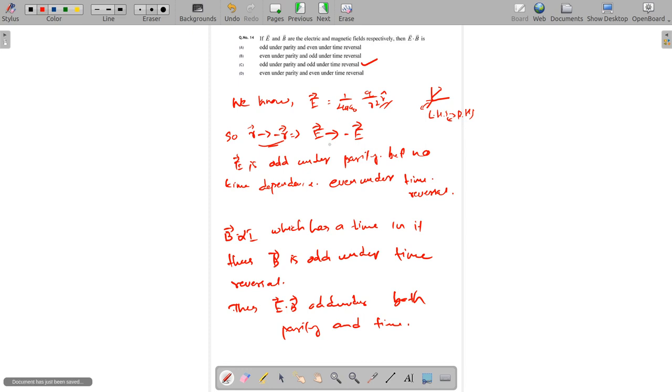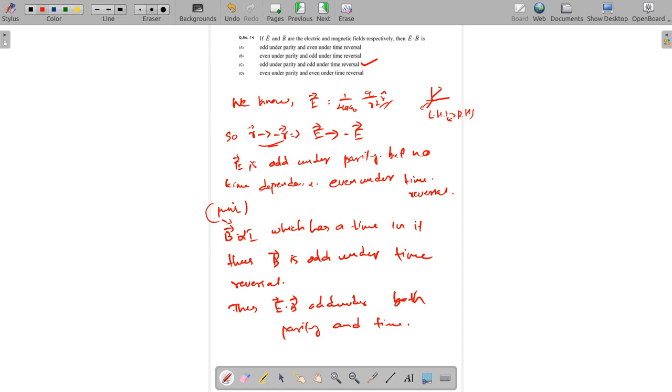But it does not have any time dependence. Time reversal means you make time t to minus t. But since there is no time dependence, it will be invariant under time reversal. Invariant means it's even. So the electric field is even under time reversal. What about the magnetic field? In the case of, maybe, a solenoid, it's mu 0 N i, number of turns times current. It's proportional to I. That's the point I want to make.